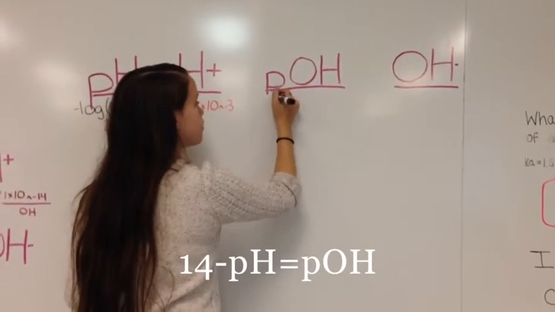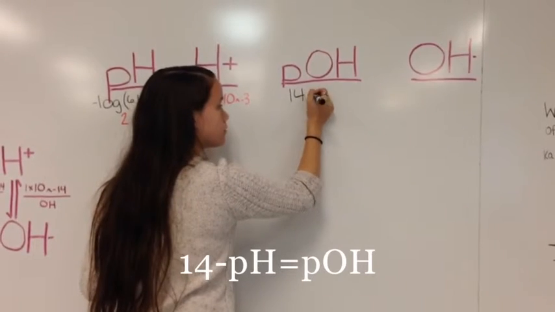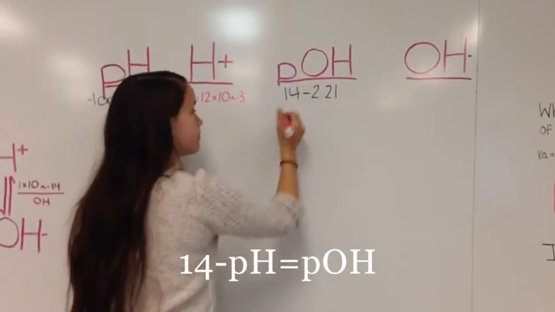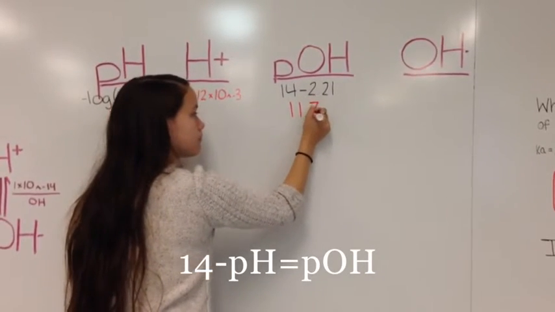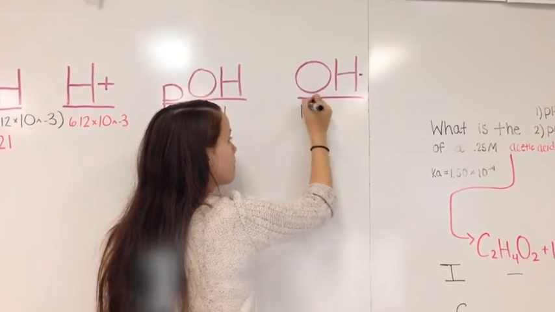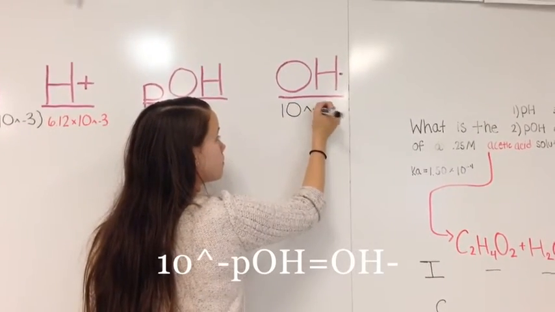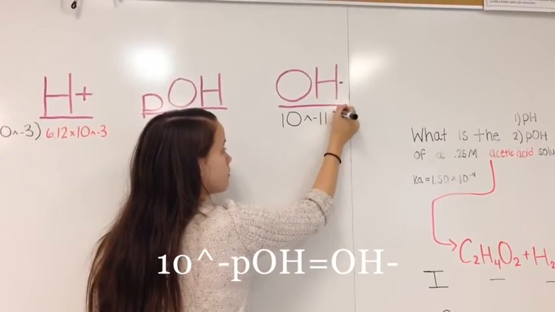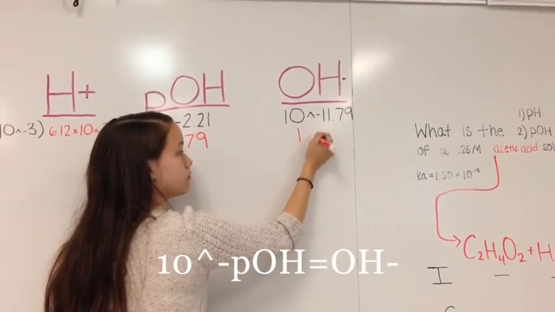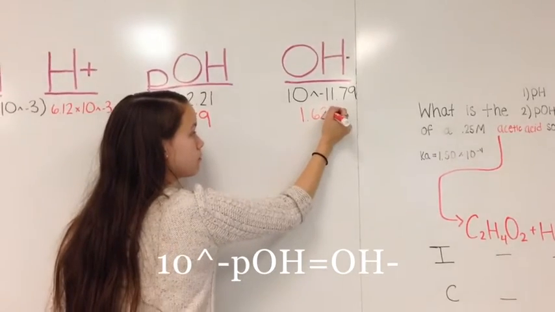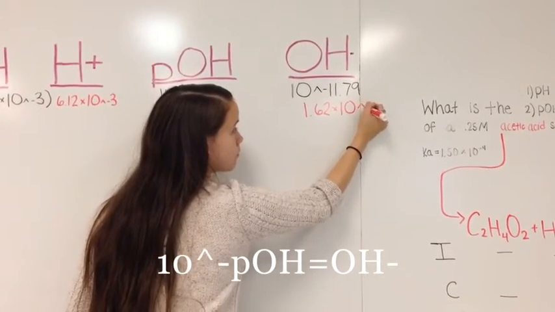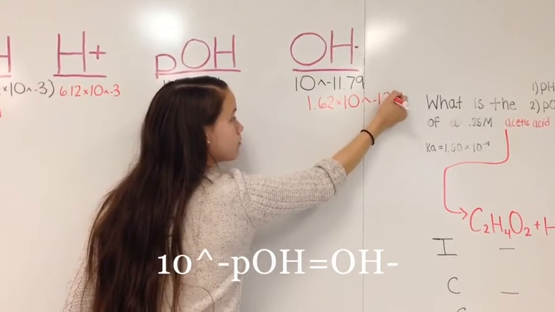Since we have found our pH, we can use the equation 14 minus pH equals pOH. 14 minus 2.21 equals 11.79. Using the pOH value that we've just found, we will use the equation 10 to the negative pOH power equals the concentration of hydroxide. 10 to the negative 11.79th power is equal to 1.62 times 10 to the negative 12th.